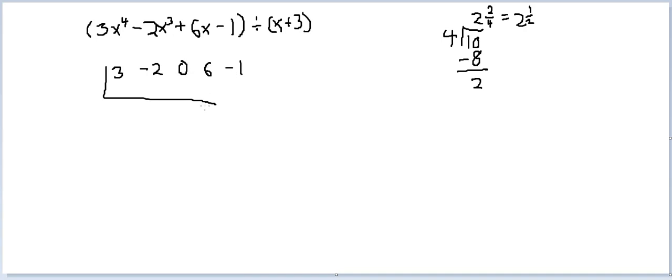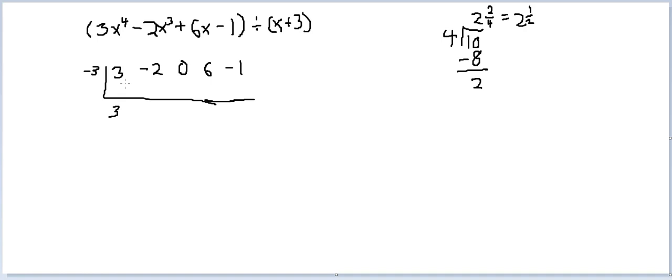All right, and so now we're going to look at our second polynomial. So we have x plus 3, and then remember how we find what goes on the outside is we take whatever the opposite of this number is. So it's a plus 3, so we're going to have a -3 out here. All right, so let's go ahead and do this. So we bring down our 3.